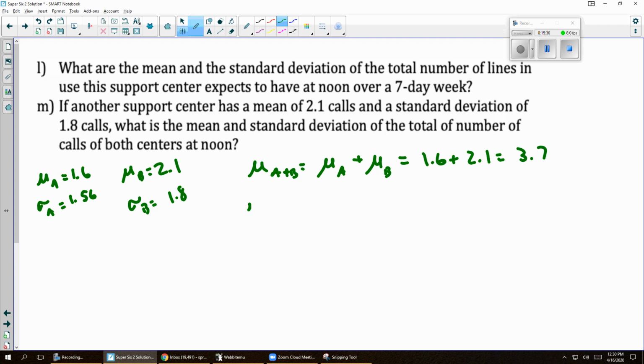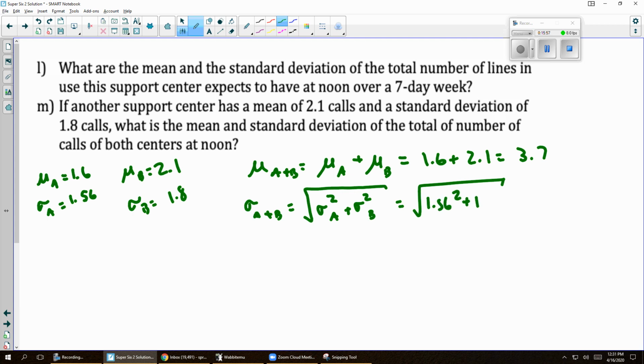Now, if these call centers are independent, then this is going to be the same as this. So remember, we had to look at the variances, add the variances, and square root it. So it's the square root of 1.56 squared plus 1.8 squared, which works out to be 2.38. These are number of lines in use.